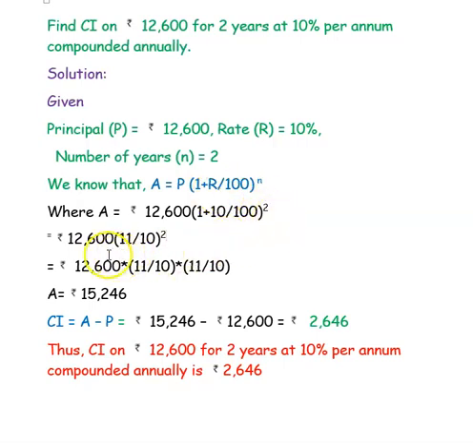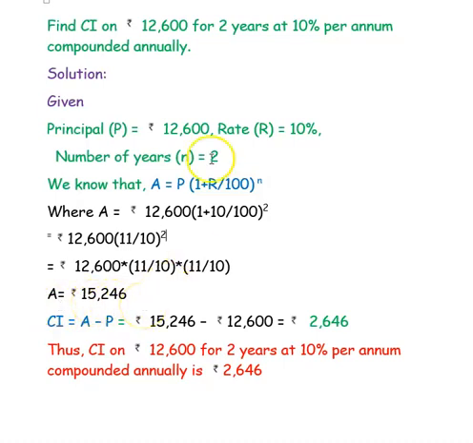Next we are going to simplify this. So rupees 12,600 into 100 times 1 is 100, plus 10 is 110, divided by 100, which simplifies to 11 divided by 10, the whole square. We can write it as 12,600 into 11 by 10 into 11 by 10. After simplifying, these two zeros will get cancelled, so you get 126 into 11 into 11. If you multiply that, your amount will be rupees 15,246. So this is the total amount after 2 years.